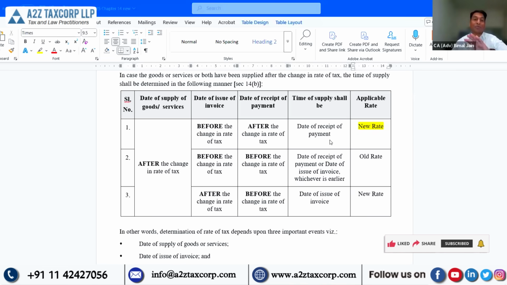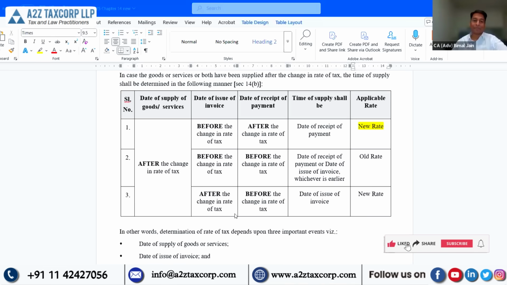So bear in mind, this is what section 14 subsection B Roman 1 is saying. Second situation, supplying after 22nd September, but invoice raised prior to 22nd September, and payment is also received prior to 22nd September. So 2 out of 3 prior to 22nd September, old rate applicable, and time of supply would be date of receipt of payment or date of invoice, whichever is earlier.